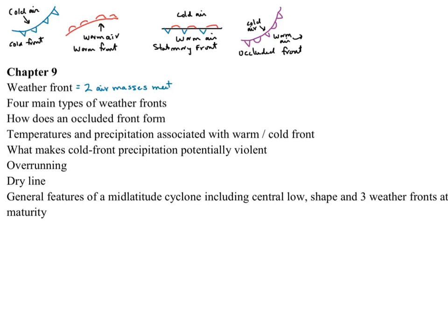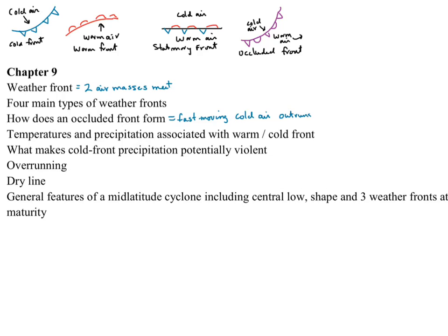Notice that, and we'll talk more about it here in a minute, an occluded front is purple and it has alternating semicircle, triangle, semicircle, triangle. And the cold air is basically outrunning the warm air in front of it. That's an occluded front. Actually, that's the next topic. Okay, so how does an occluded front form?